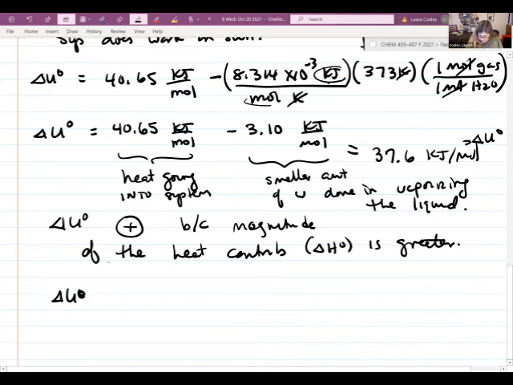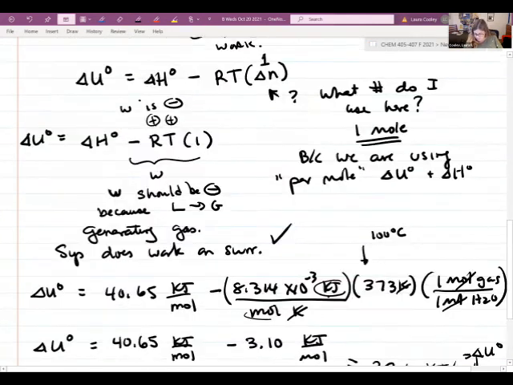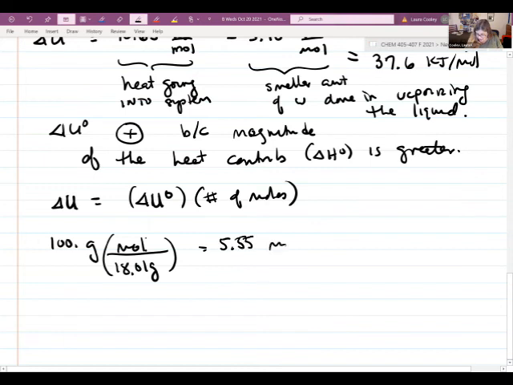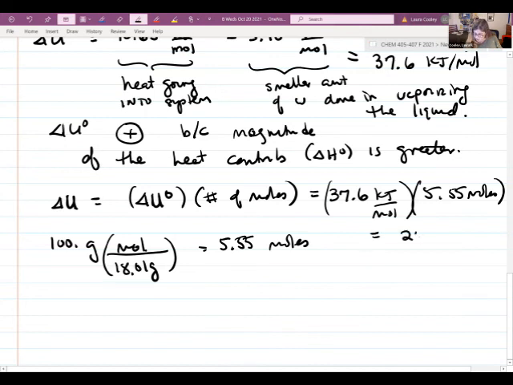So now we have to find delta U, that's going to be delta U zero times the number of moles, okay? And let's figure out the number of moles, right? We had 100 grams, 18.01 grams per mole. That's 5.55 moles. So this becomes 37.6 kilojoules per mole times 5.55 moles. And that is 208.4 kilojoules. Oh, kilojoules, not per mole. Right, we got rid of the per mole, because this is now delta U total.